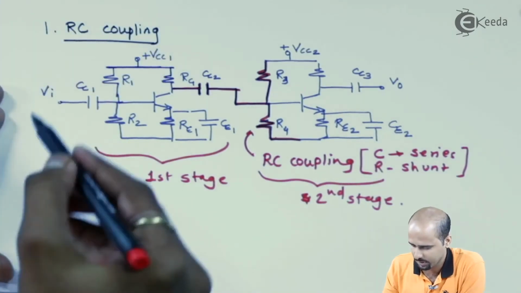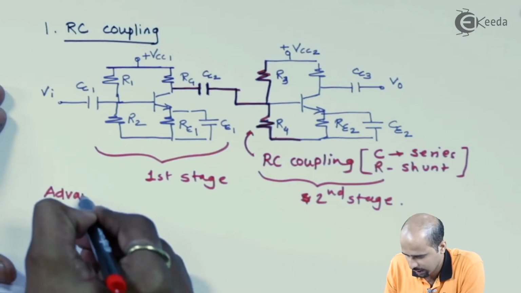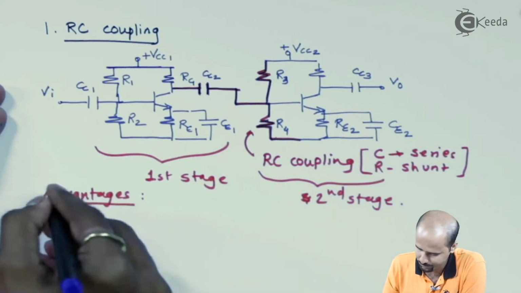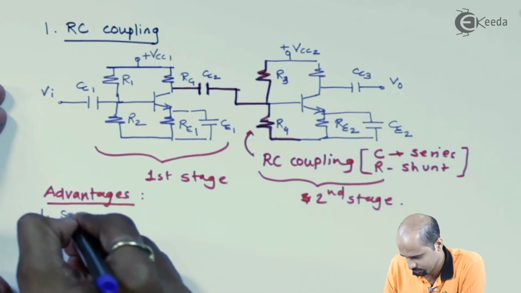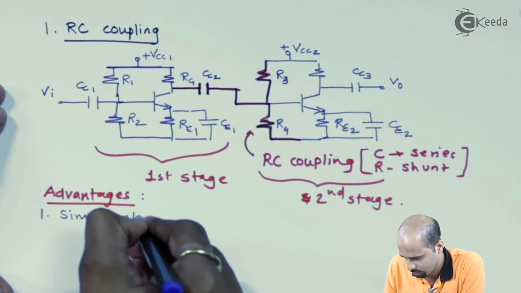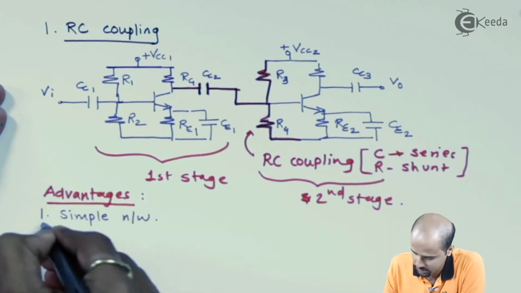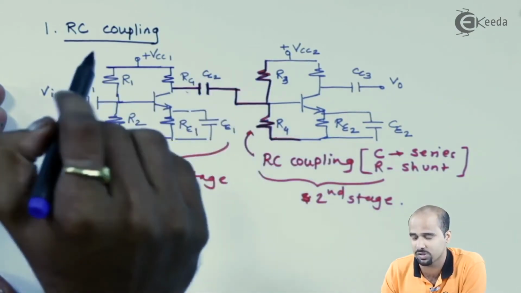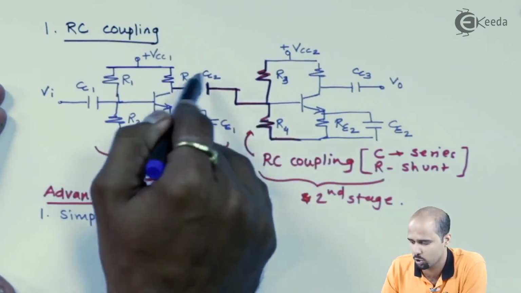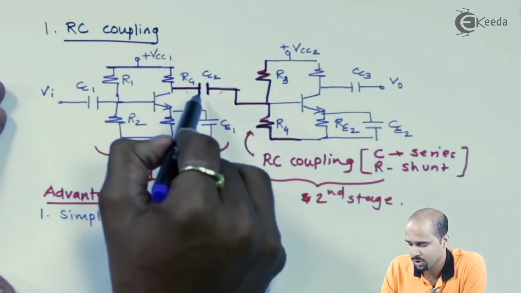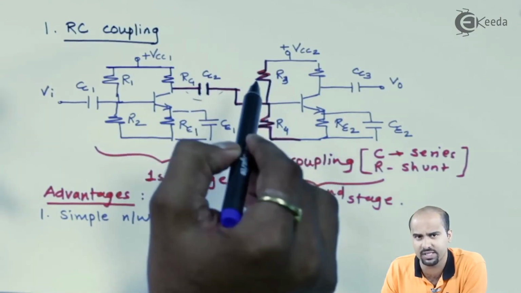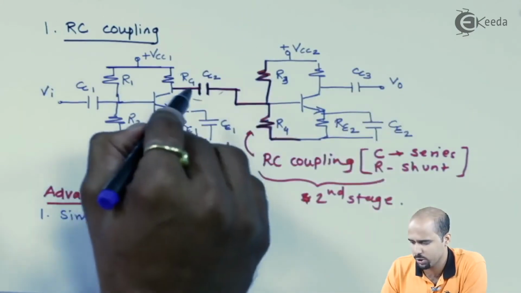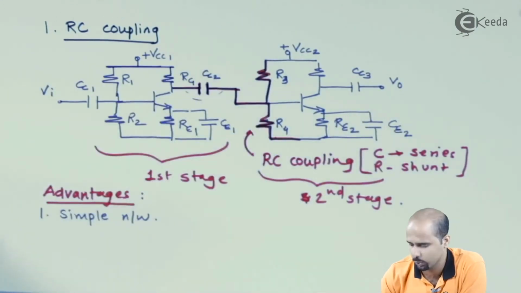In this RC coupling, what are the advantages that we get? Advantages, we'll write in blue. It is very simple. This is the most used coupling, because we isolate the two stages in DC analysis. CC2 is open in DC, so the first stage and second stage are isolated by this capacitor and resistance network, that is, RC coupling.